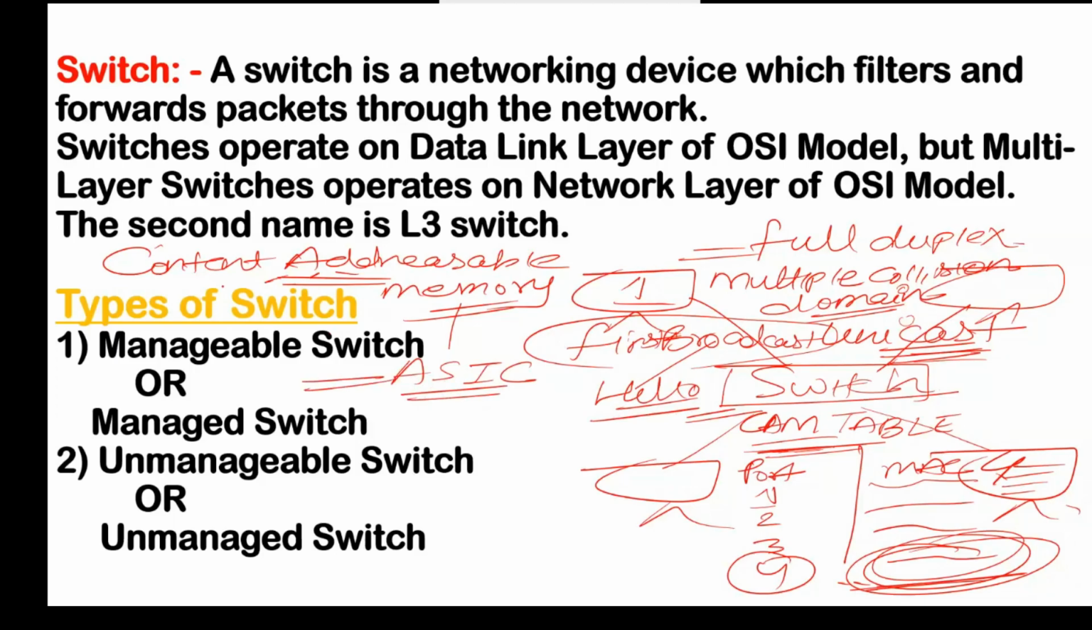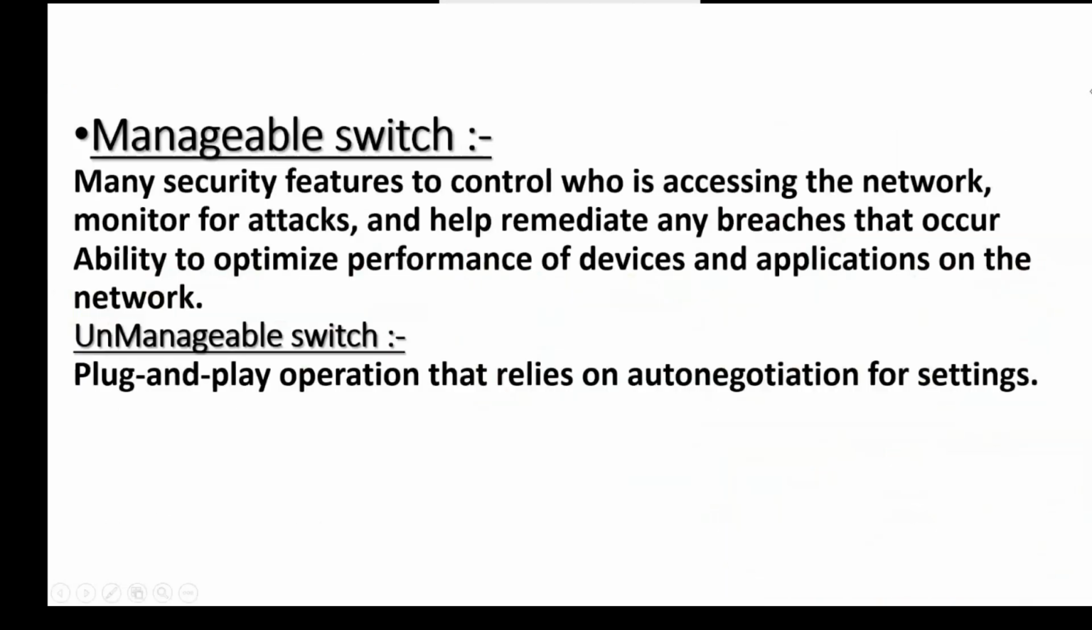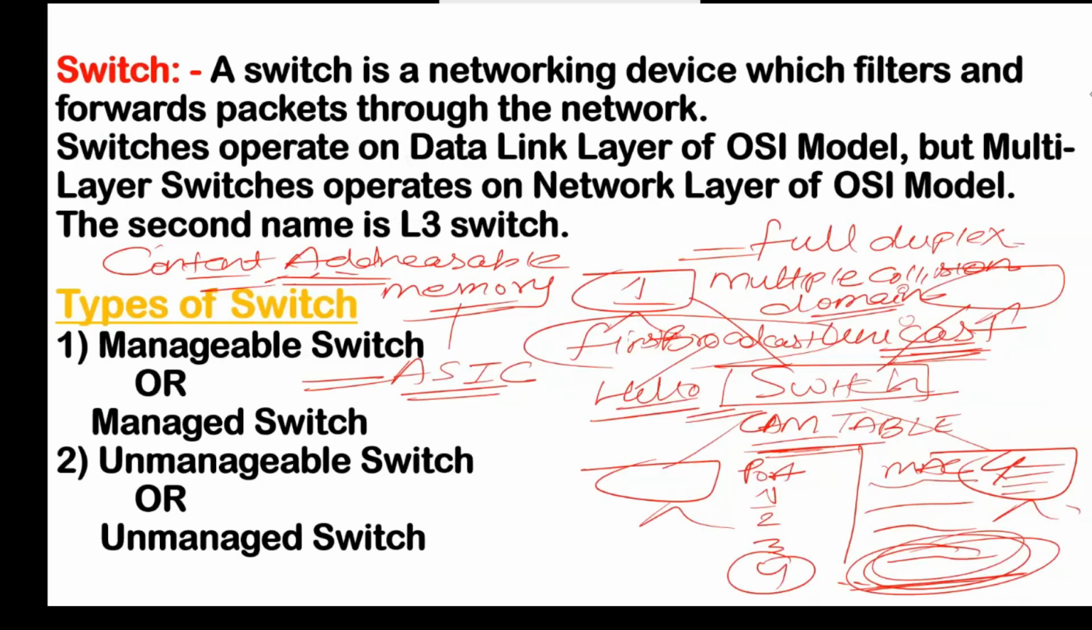In the ASIC chip, that type of table will be stored. Now, a switch is a networking device which filters and forwards packets through the network. If you see in this PPT, here you can see this definition. Filter means firstly it will check in this CAM table, and then it will filter. Okay, I have to send this data to the port number of that PC, so it will send that data to that port number.